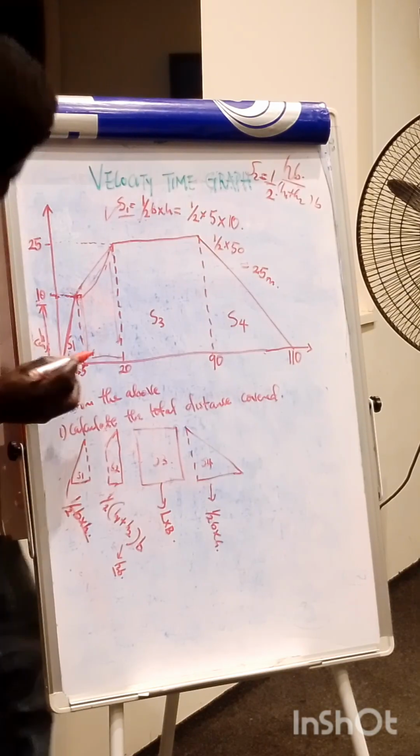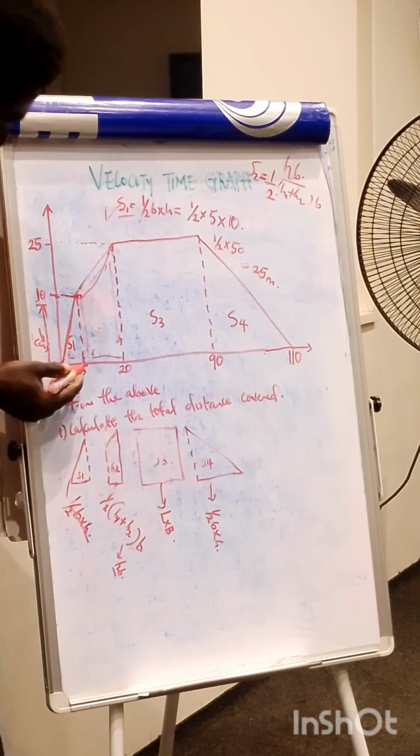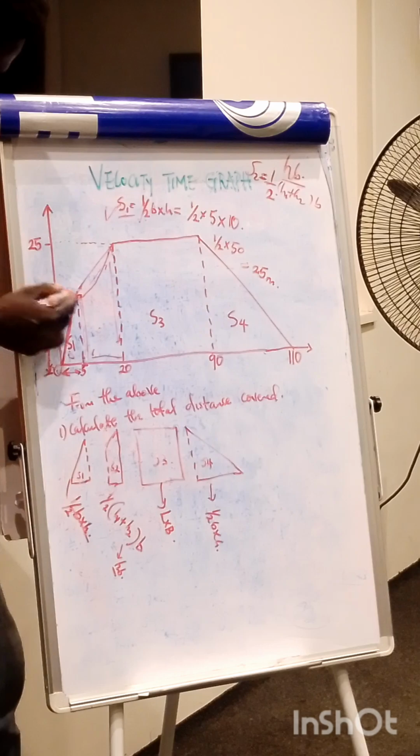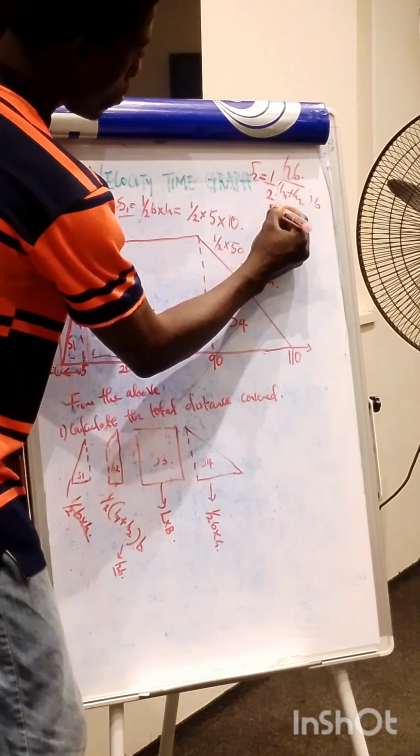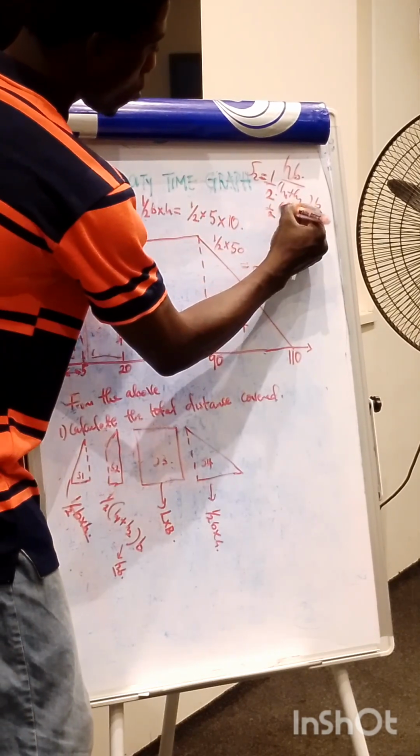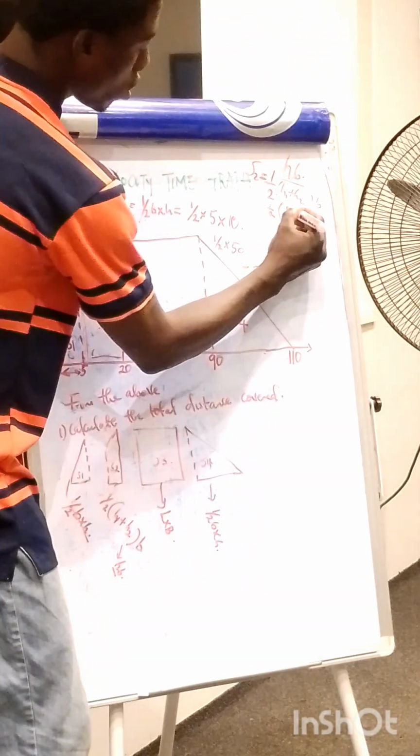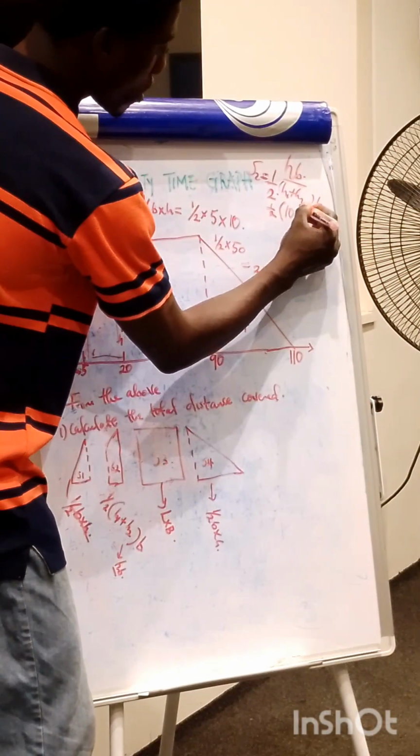Are you with me? Are you getting this thing? So that means this is your 10. Your h1 is 10. So simply 1 divided by 2 into bracket of my h1, which is 10, then plus what is my h2?